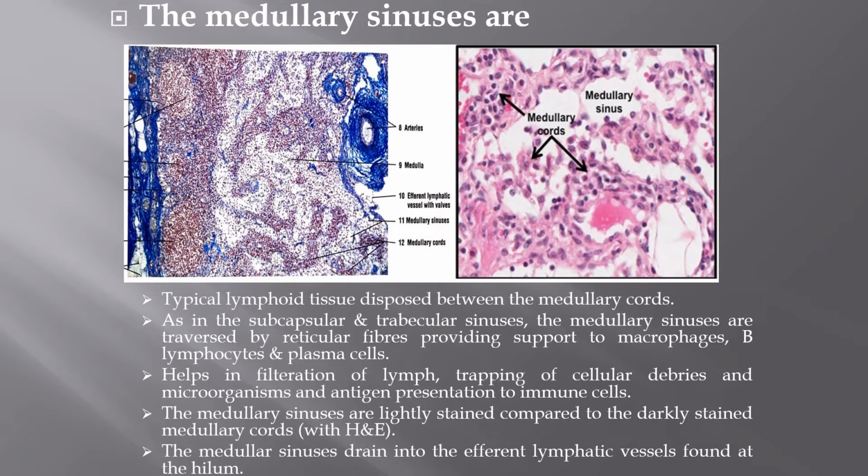These medullary sinuses also help in the filtration of the lymph, trapping of cellular debris and microorganisms, and also antigen presentation to the immune cells. Medullary sinuses are lightly stained as compared to the darkly stained medullary cords in H&E staining. The medullary sinuses drain into efferent lymphatic vessels found at the hilum.